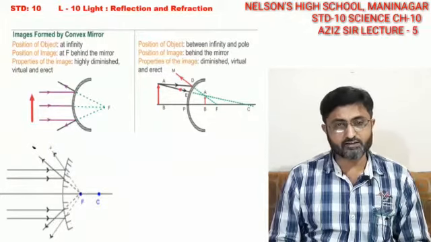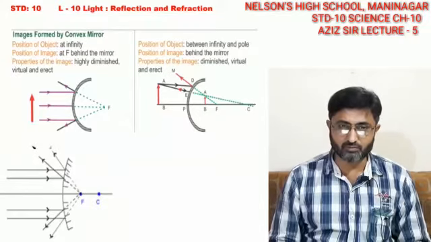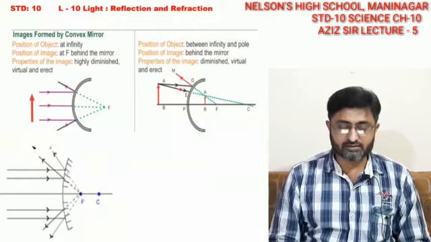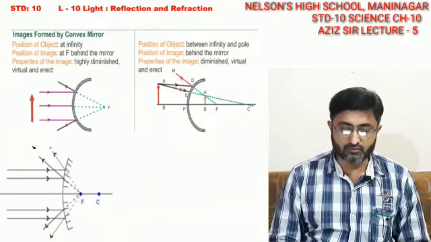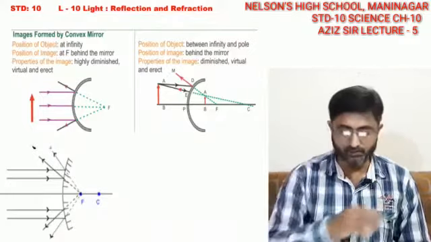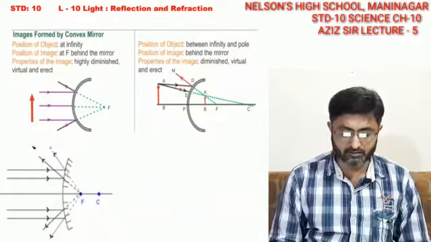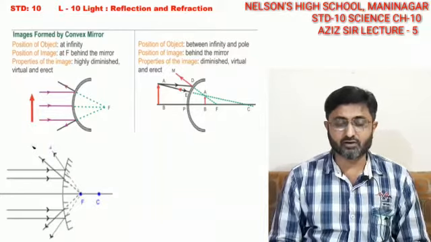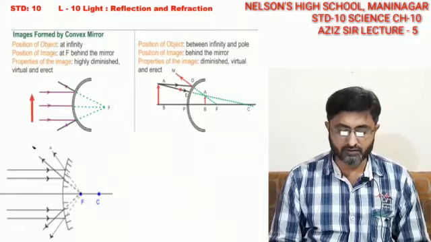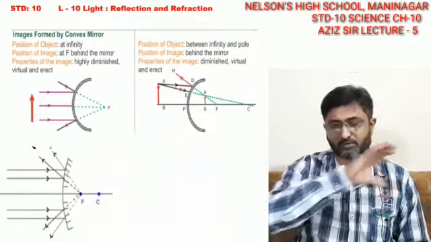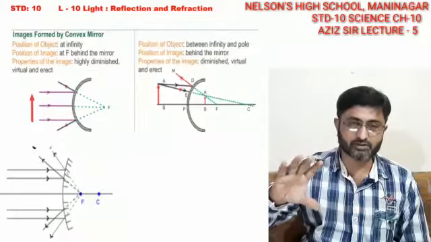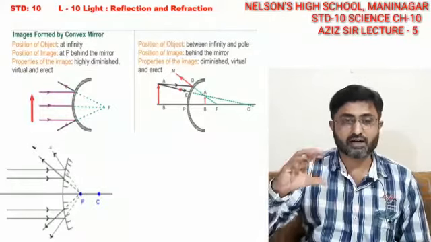In the case of a convex mirror, there are only two images that can be formed, as you are seeing in the picture on the back side. The first is an object at infinity. Convex mirrors are called diverging mirrors. Whenever rays come from a very far distance, from an object at infinity, all the rays parallel to the principal axis get diverged after striking.